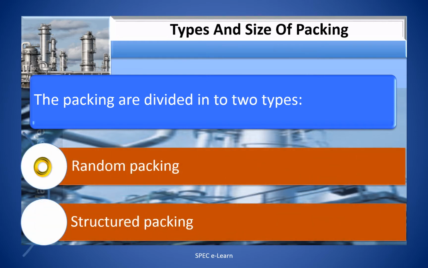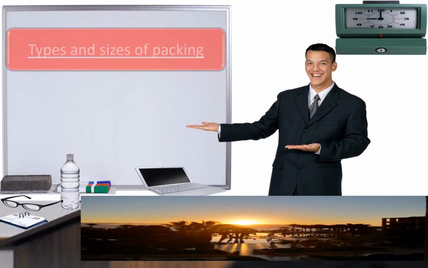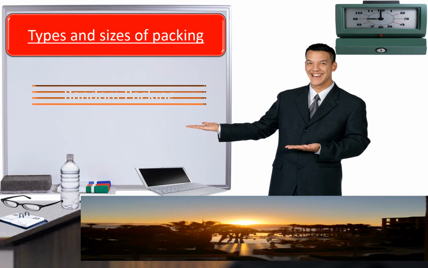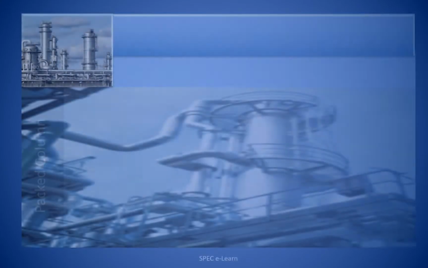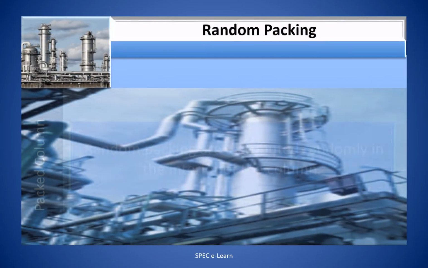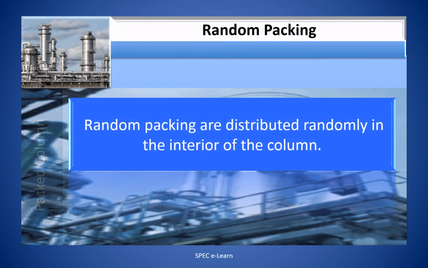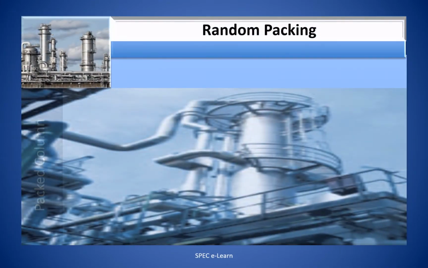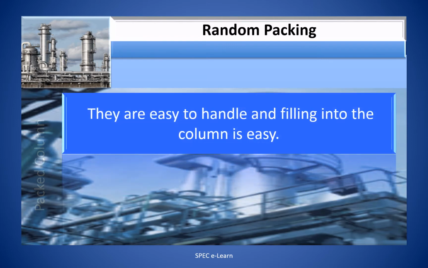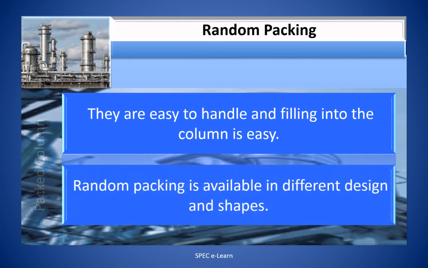Packing is divided into two types: random packing and structured packing. Random packing. Random packing has evolved over the years. From the year 1950 to early 2000, the industry has seen the emergence of several types of random packing. Random packings are distributed randomly in the interior of the column. They are sometimes called dumped packing. They are easy to handle and filling into the column is easy. Random packing is available in different designs and shapes.